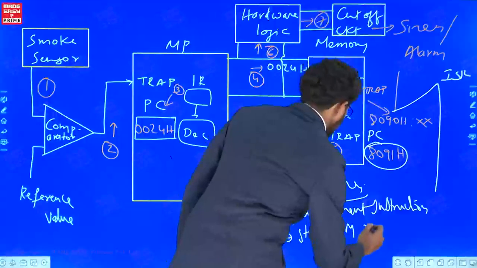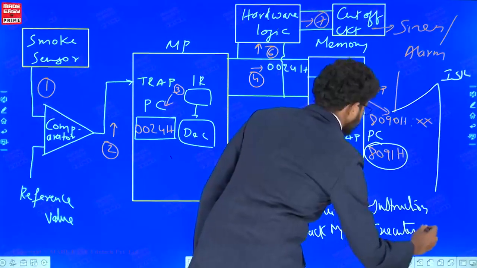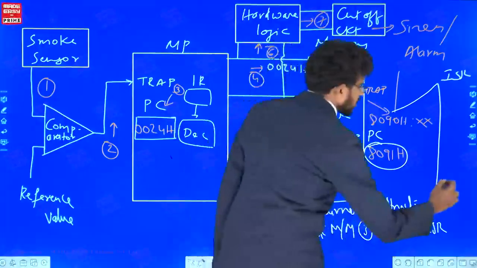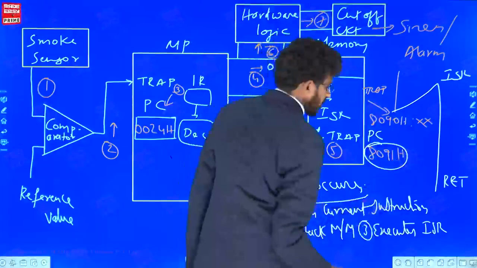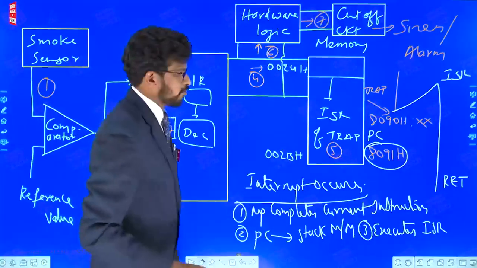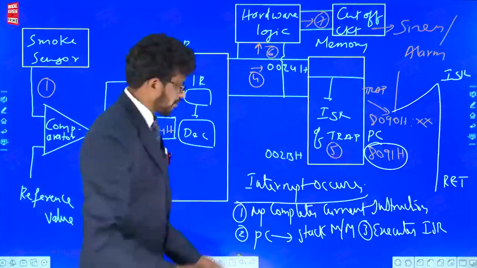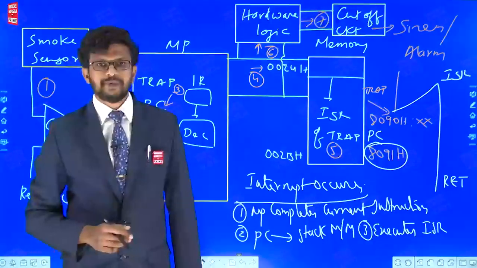Number 3, then it executes the ISR, and generally one instruction called return is used as the last instruction of the ISR. In this particular instruction, it will come back, meaning it will take the PC value which was dumped into stack memory.